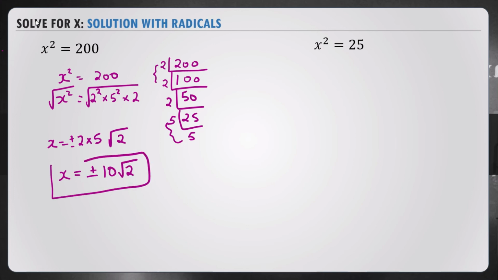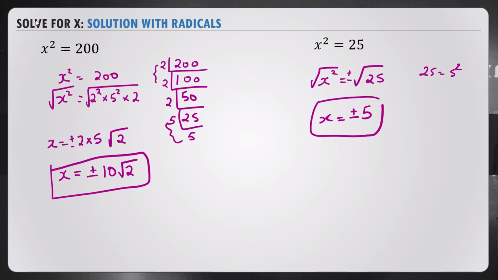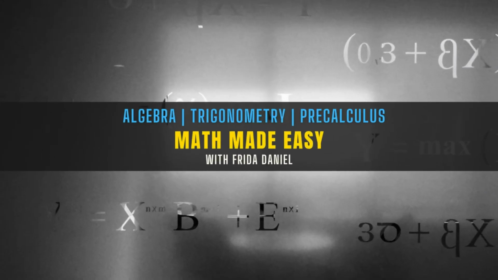That's your solution. The next one, x squared is equal to 25. That's very simple. x will be equal to the square root of 25, positive or negative. All right, and 25 is equal to 5 squared, so x is equal to positive or negative 5, and that's your answer.